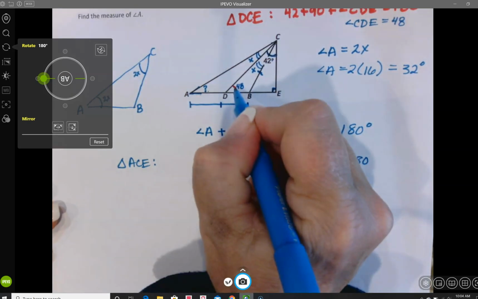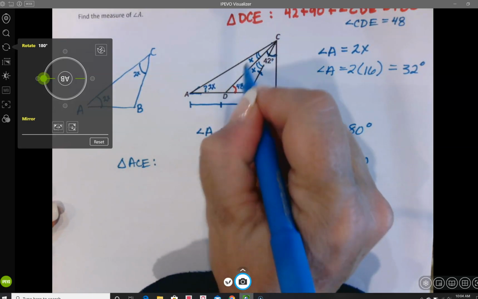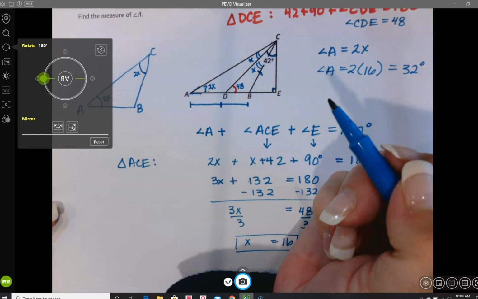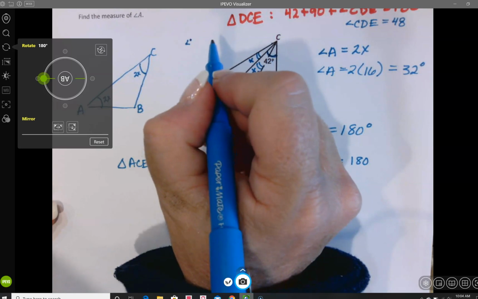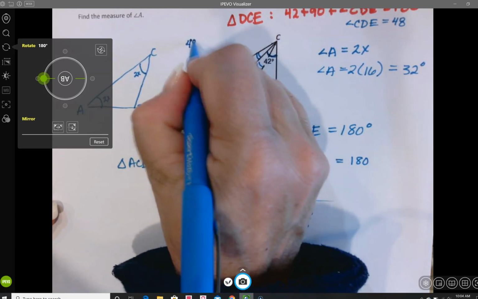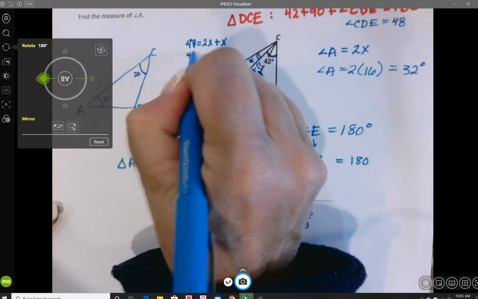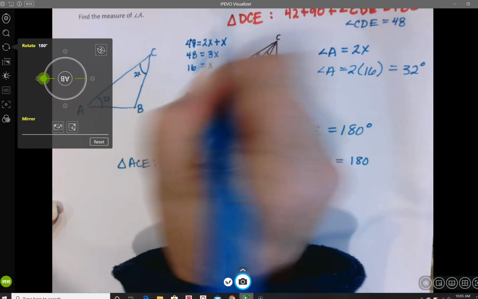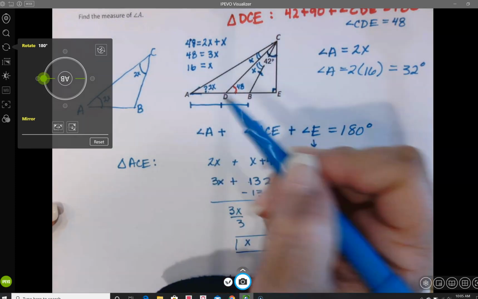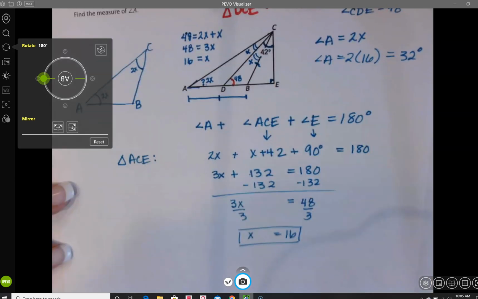So if I know that's a 48, then I know that is an exterior angle. And my exterior angle equals the sum of my two remote interior angles. So I could write an equation: 48 is my exterior angle, and it equals 2x plus x. So 48 equals 3x, divide by 3, and I get x equals 16. And 2 times 16 is 32. That's another theorem that we learned about that could help you figure out what angle A is.